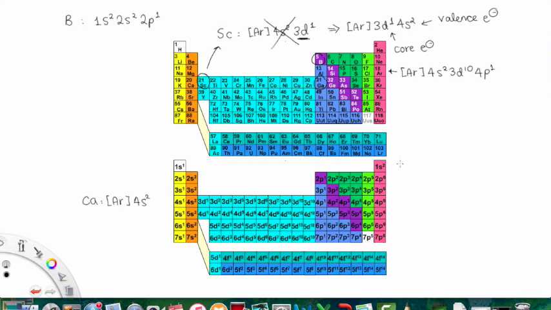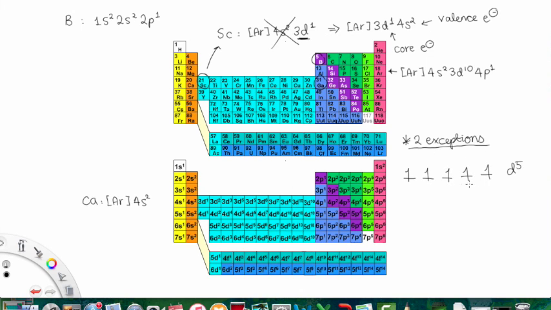There's 2 exceptions to this rule. I'm going to write it right here. 2 exceptions. And these you're just going to have to memorize since they're just outliers. The reason why we have 2 exceptions is because half full d5 and full d10 subshells have lower energy. Let's look at why that is. If we look at the d orbital, we have 5 orbitals, right? And so when you have d5, because of Hund's rule, you would put the electrons in parallel to one another.